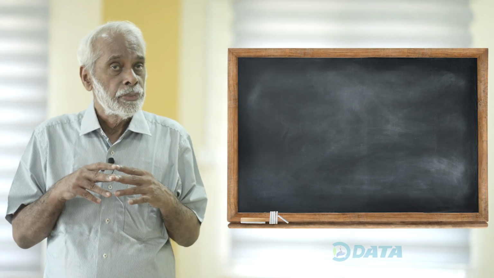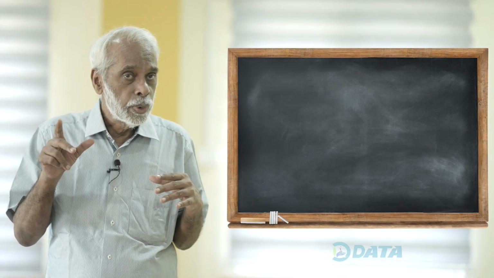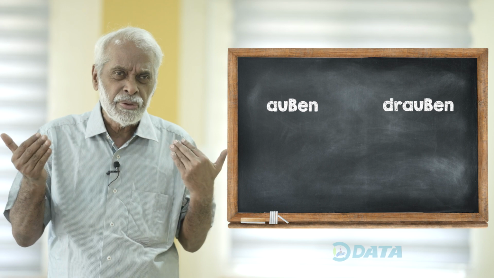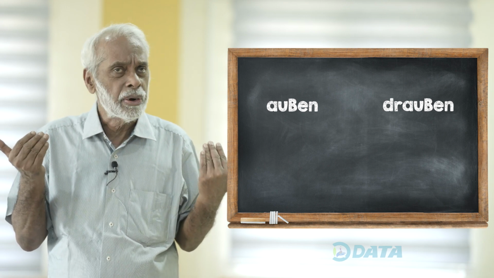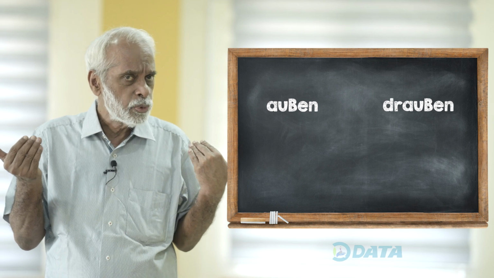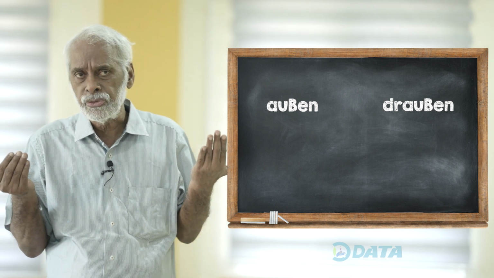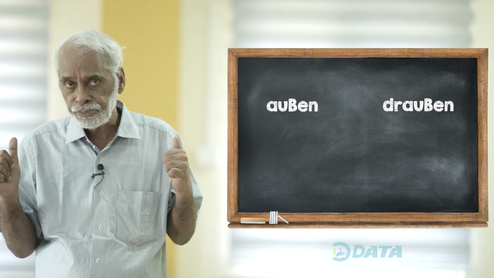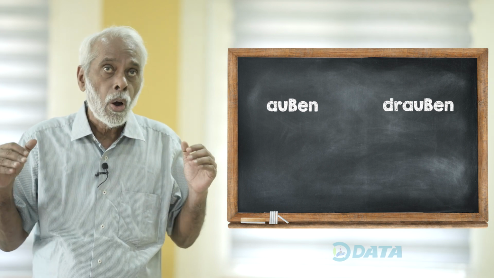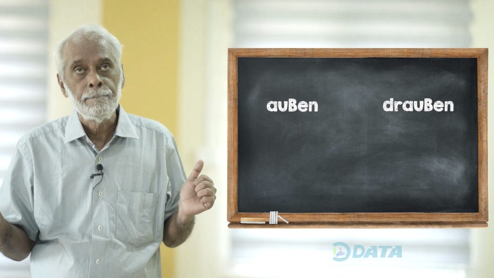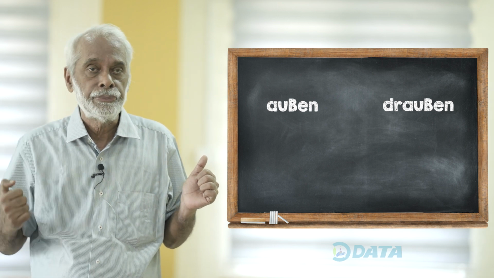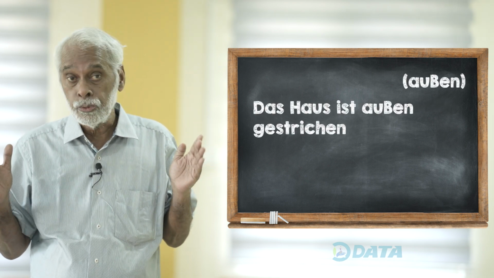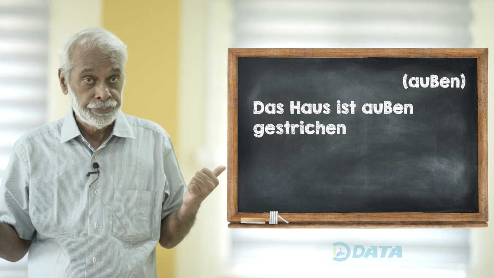And now we are going to deal with two words, außen and draußen, which look very, very similar, but they are not similar. The best way to remember außen and draußen is to learn the meaning of außen and draußen in English. Außen means on the outside part. For example, the house is außen gestrichen.